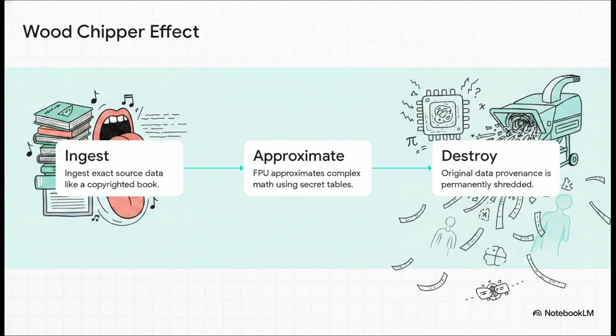Let's actually walk through the mechanics of how this happens. Researchers call this the wood chipper effect, and it takes place right down at the silicon layer. Step 1, the AI ingests pristine, exact source data. Maybe that's a copyrighted book or some human-authored code. Step 2, the FPU encounters that complex data and approximates the math using those secret silicon tables just to save time. And step 3, because that math was a guess and not a precisely trackable calculation, the original data provenance is permanently shredded. The true identity and the actual effort of the original human contributors are completely liquidated.